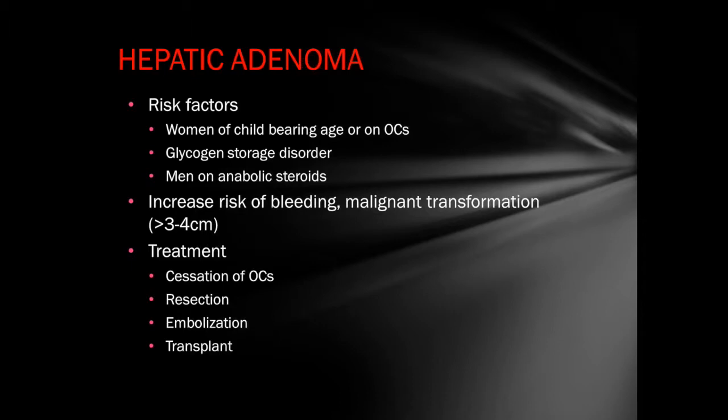In terms of hepatic adenomas, risk factors include women of childbearing age or on oral contraceptives, anyone with a history of glycogen storage disorder, or males on anabolic steroids. Once they hit 3 to 4 centimeters, there is an increased risk of bleeding or malignant transformation, so therapy should be considered at that point. Treatment is variable. It can start with simply cessation of oral contraceptives, resection, embolization, and for very large tumors on a rare occasion may even require transplant.